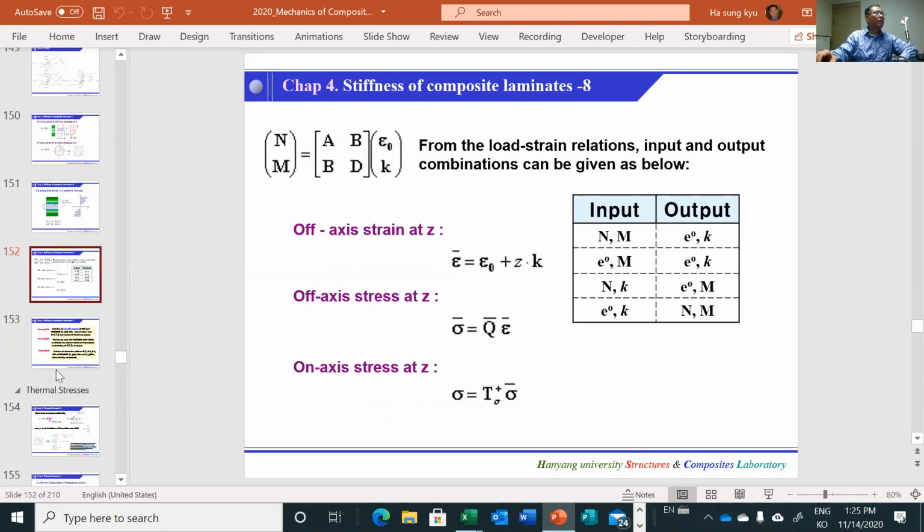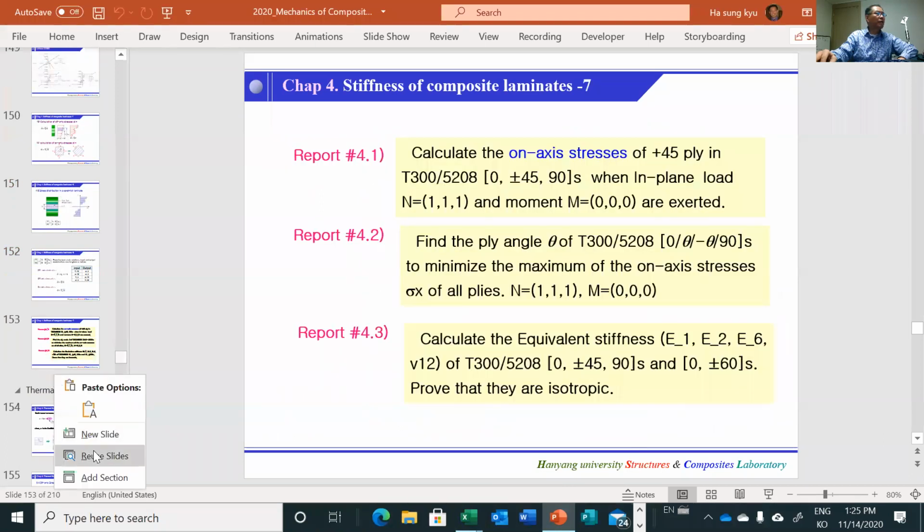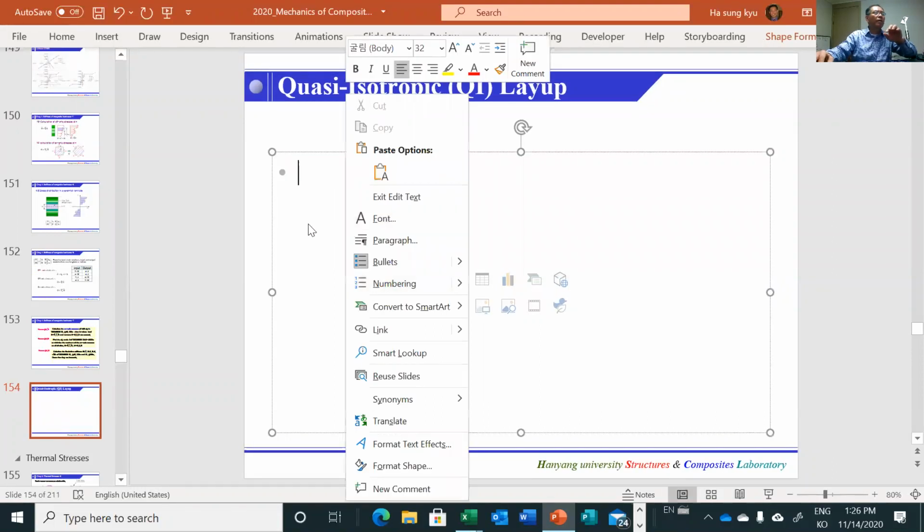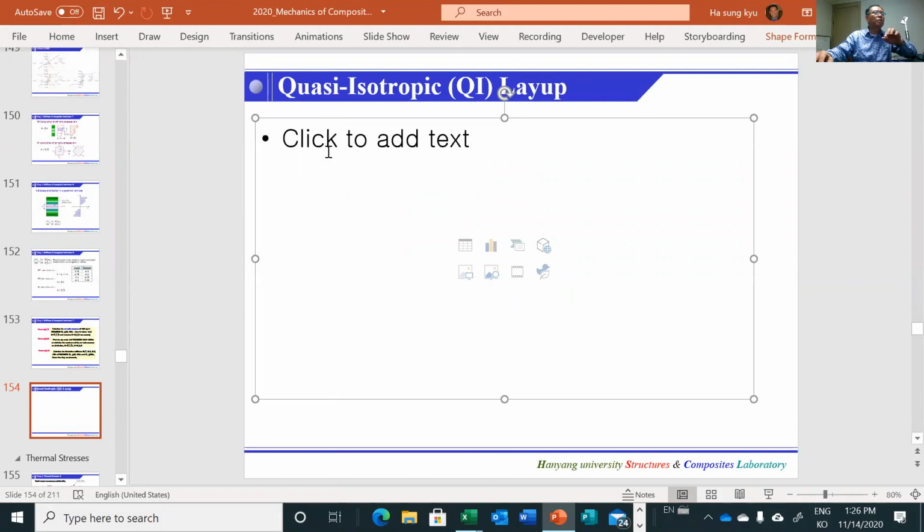And I would like to add a slide here. Okay, and I would like to say quasi-isotropic layup. Quasi-isotropic layup. In short, we just call it QI. And what is that and why is it so important?